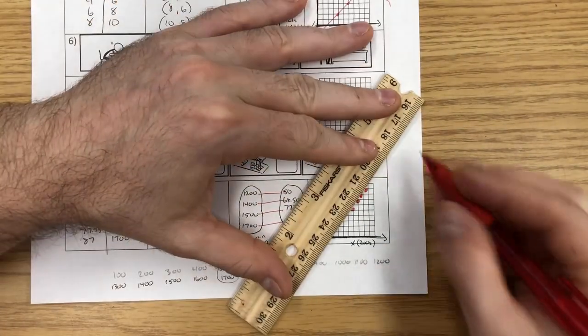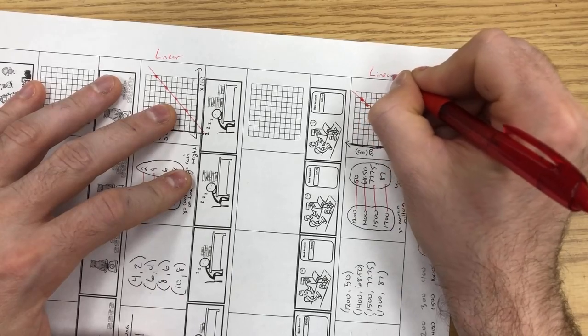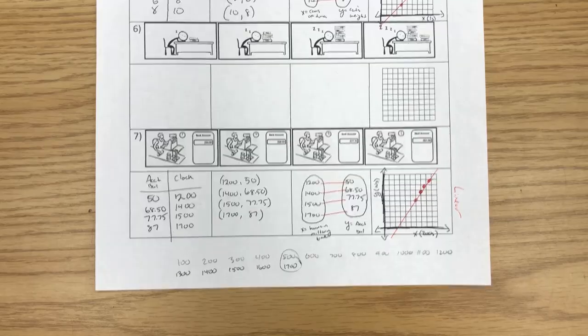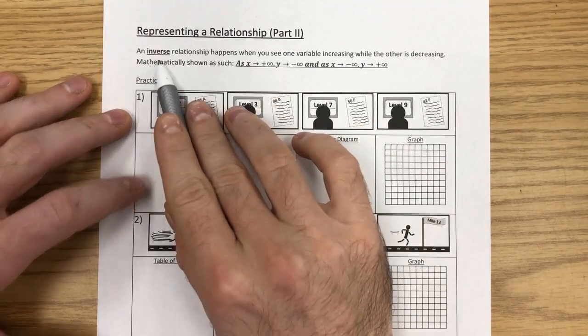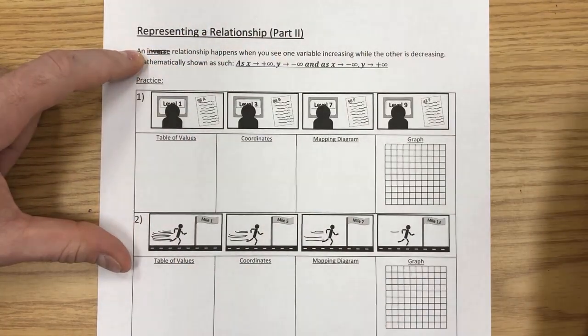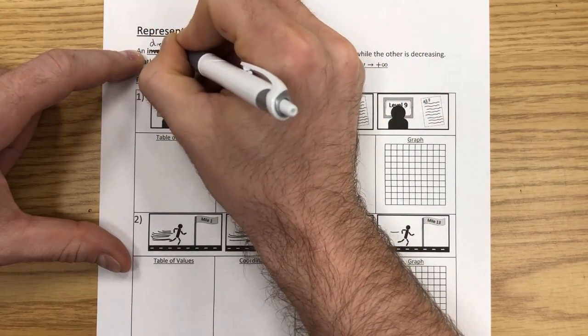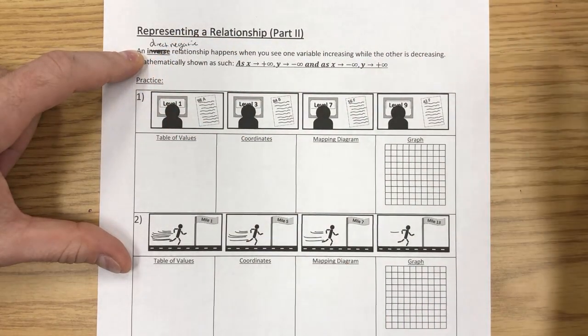And when we connect these with a straight line, boom, we know that this is a linear relationship. And there we go. So today we're going over the second part of representing a relationship. Now, I got a little overly excited about this. This is actually not an inverse relationship. This is what we call a direct negative relationship, whereas the previous one we had a direct positive relationship.